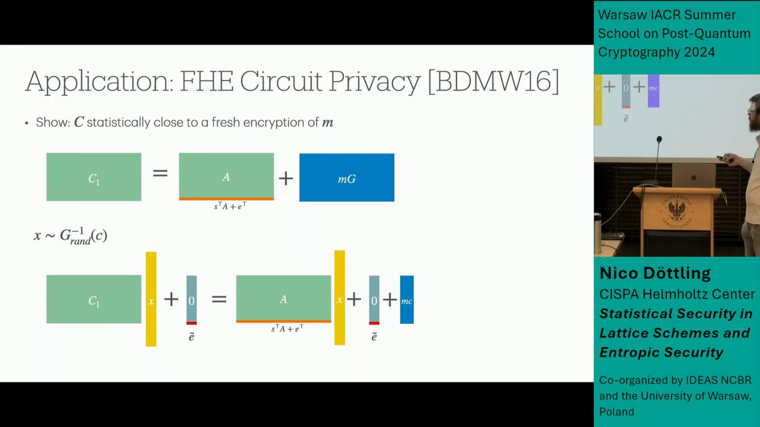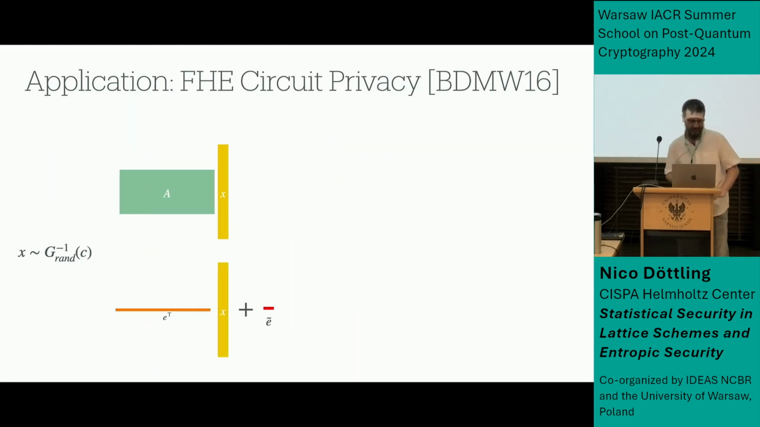C1 times X plus 0, and if I write this out, I'm getting this A concatenated with this SA plus E times X plus 0, E tilde plus M times Z, right? When I multiply X with this M times G, X times G is just this C, but there is a technique necessary to deal with the C that appears here, but for time constraints, I'm not going to go into this, and just going to look at these first two components.